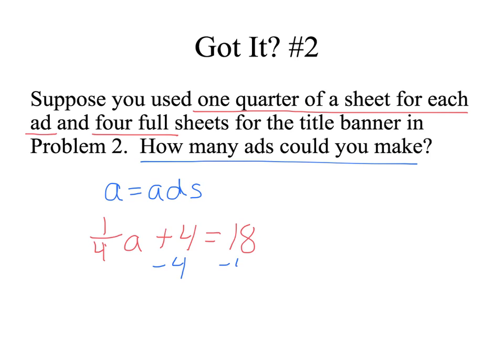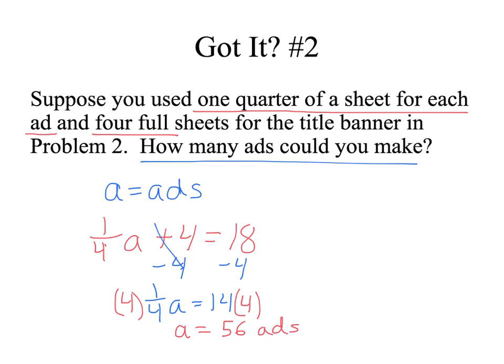Subtract 4 from both sides, and we get 1/4 A equals 14. And then if we have 1/4 A, we want to multiply both sides by 4. Multiply both sides by 4, and we get A equals 56 ads. So if we shrink down how much we use for each ad, if we go from 1/2 to 1/4, and we use less for the title banner, now we can make 56 ads instead of 26 ads.